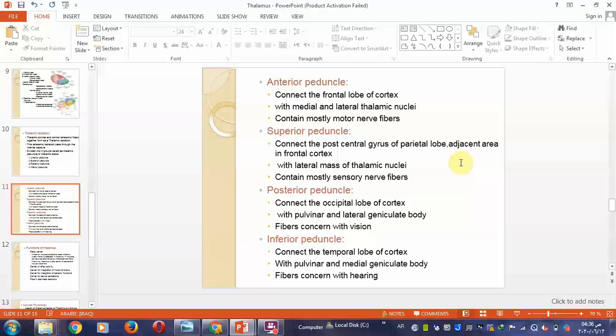This is the important function of them. The anterior peduncle is concerned with motor function, the superior peduncle is concerned with sensory function, the posterior peduncle is concerned with vision, and the inferior peduncle is concerned with hearing.